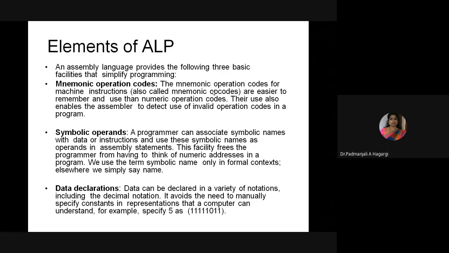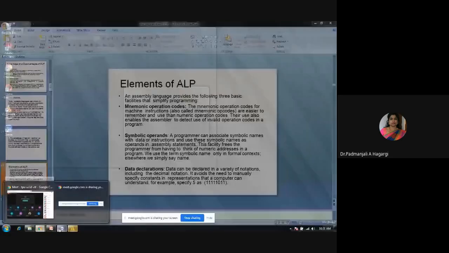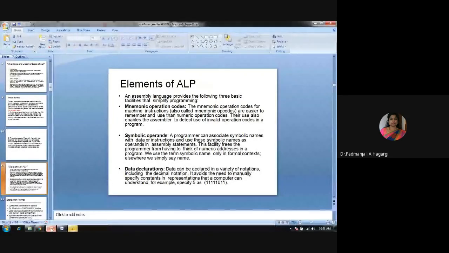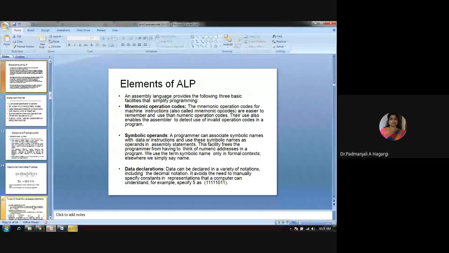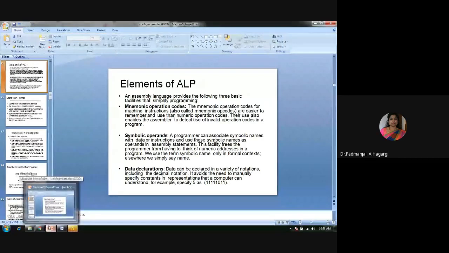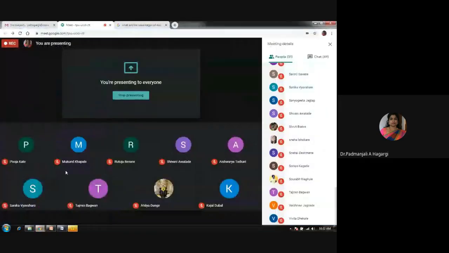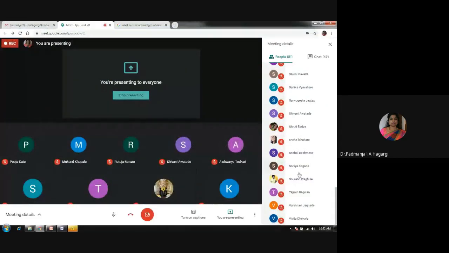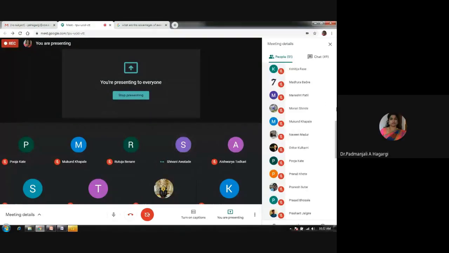What are opcodes? Yes, what are opcodes? Yes, anybody? Yes, Pranish. What are opcodes? Shivani. Shivani. Radhika. What are opcodes?